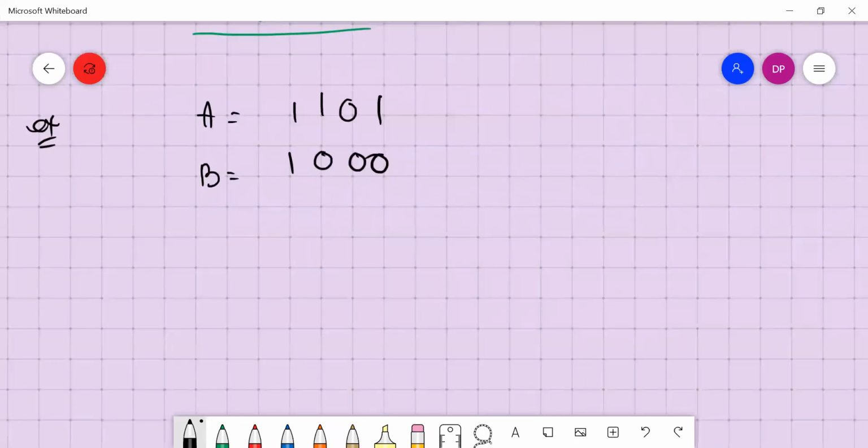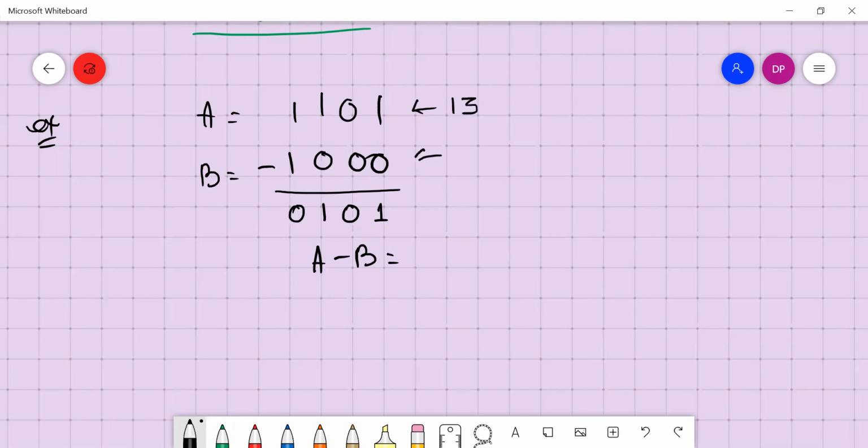In order to perform subtraction A minus B, if you do it in the regular method, what you'll get is 1 minus 0, this is 1, this is 0, this is 1, this is 0. Its equivalent decimal value is how much? 8, 4, 12, 1, 13. This is 8. 13 minus 8 is equal to 5. So it's correct.